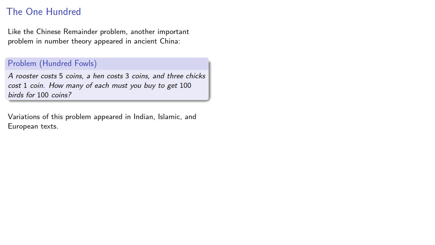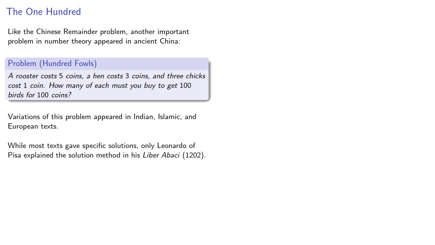Variations of this problem appeared in India, Islamic, and European texts. While most texts gave specific solutions, only Leonardo of Pisa explained the solution in his Liber Abaci.